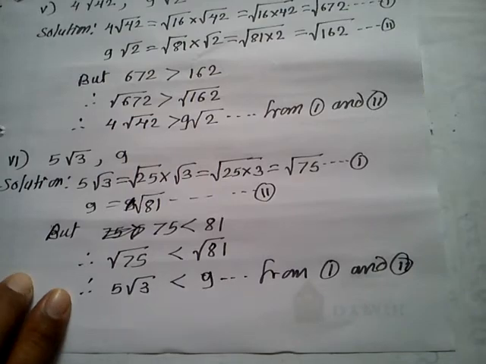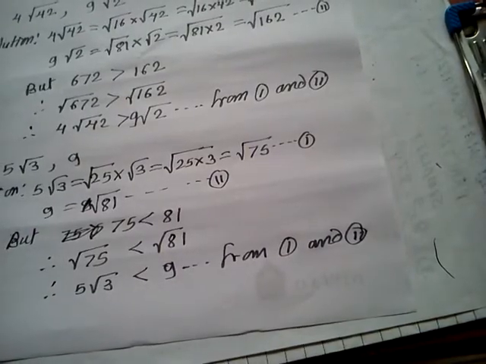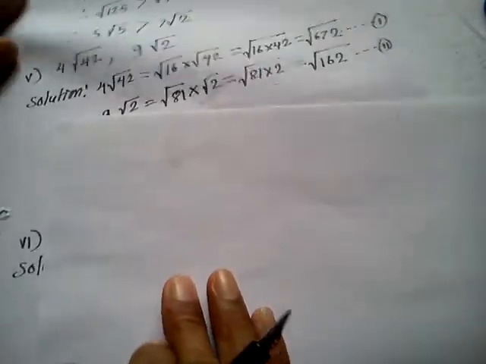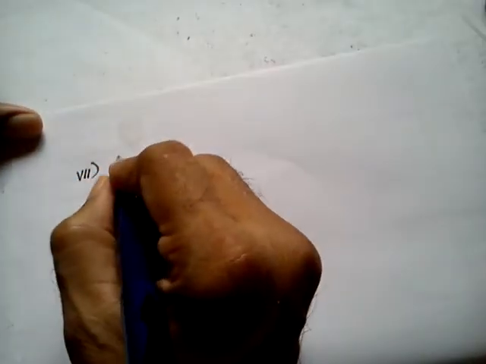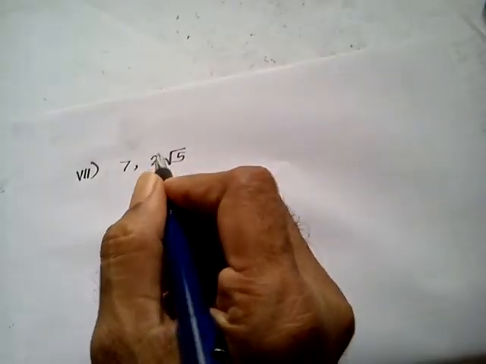Now last example we are going to solve this one. We have to take another page. Sorry. Here last example. What is that? Seventh example. 7 first and second 2 root 5. We have to compare which one is greater.